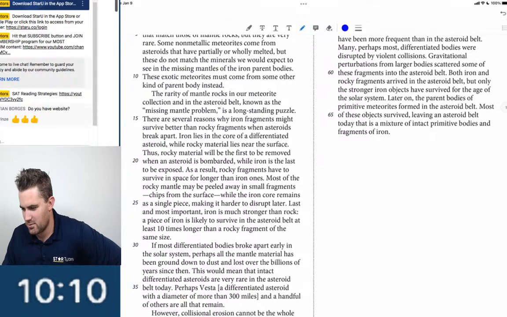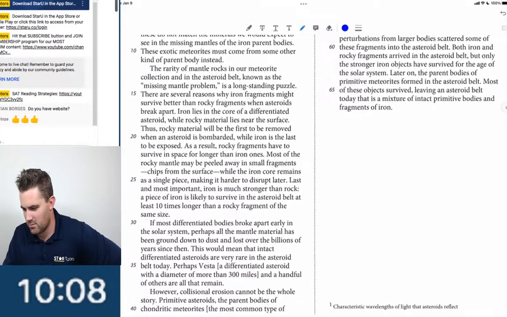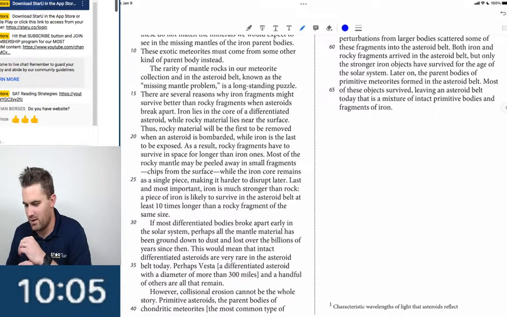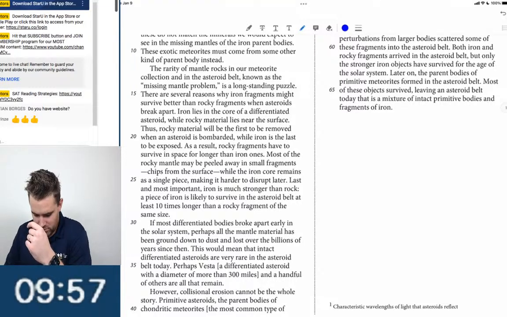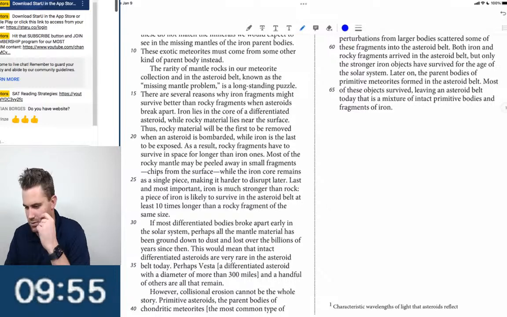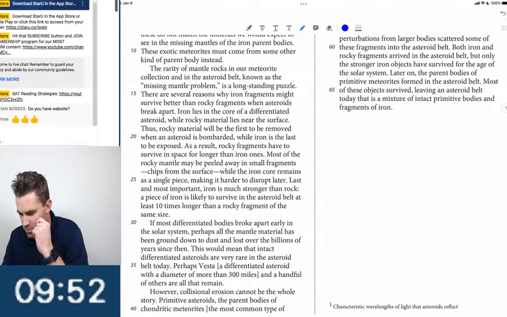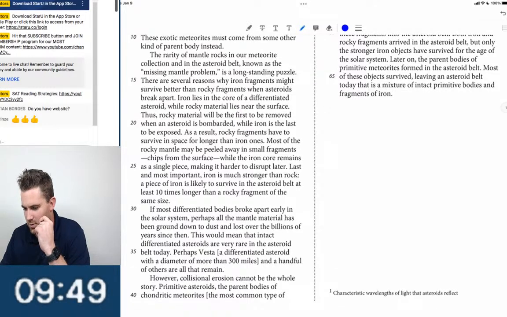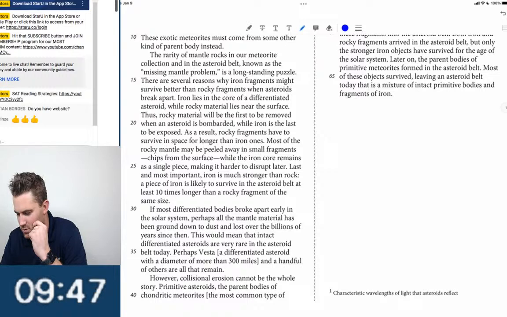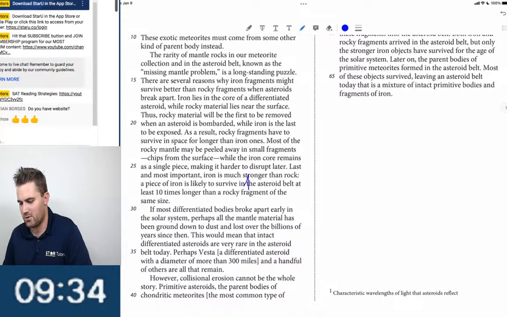Iron lies in the core. I can't even write on this right now. So rocky, those are all rocky fragments. Survive in space, and last at least, so the asteroid belt, at least 10 times longer than a rock fragment the same size.